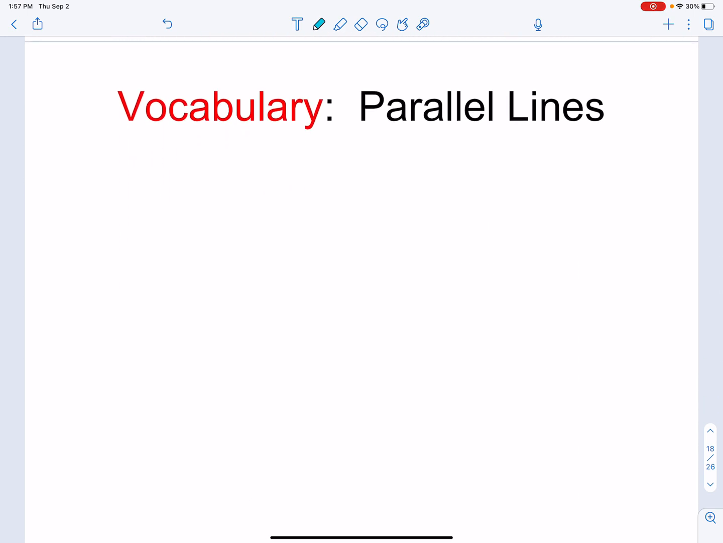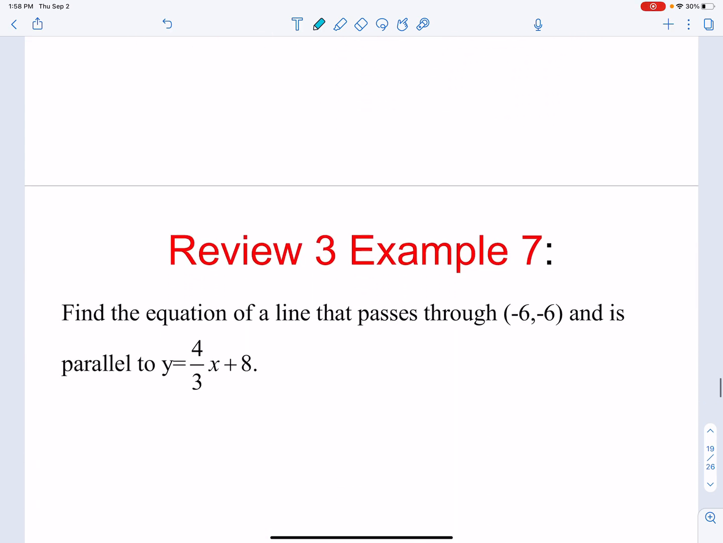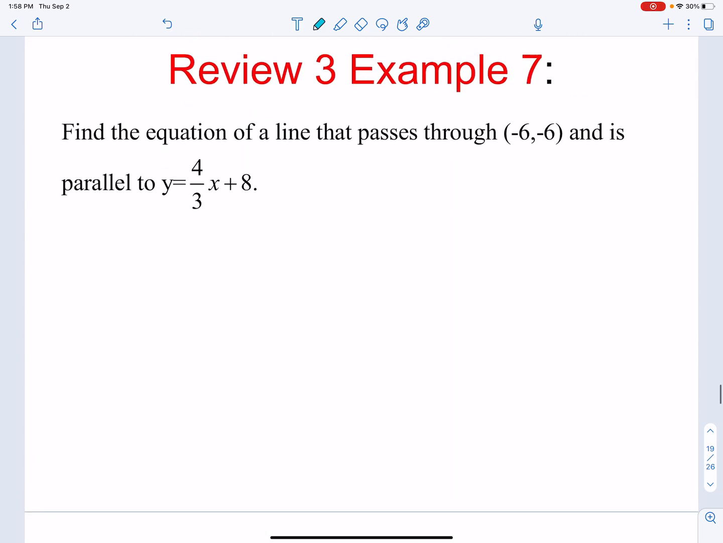Parallel lines, you learned this last year in geometry. These are lines on the same plane that do not cross. That's your geometrical vocab for that. But parallel lines, when you're talking algebra, have the same slope. So you're going to have the same slope. It says find the equation of the line that passes through this point and is parallel to this line. Well, if it's parallel, the only thing I care about is that my slope is 4/3.